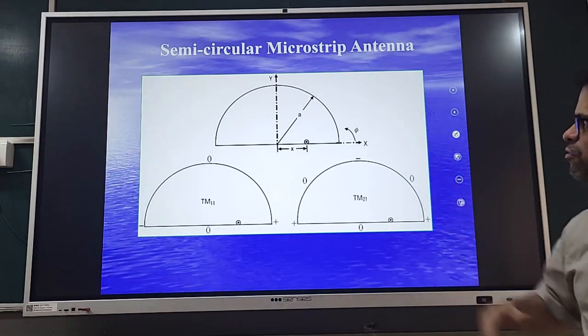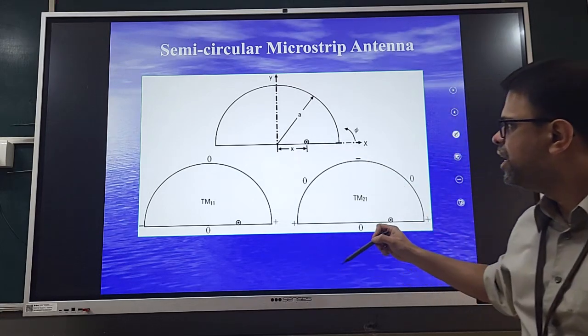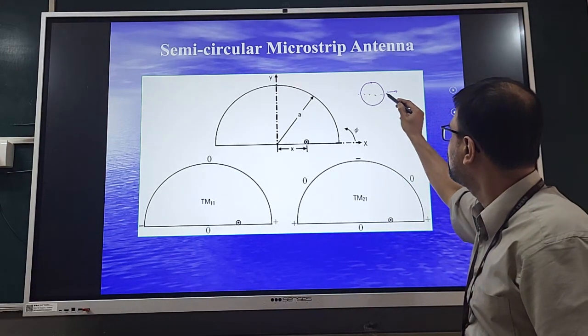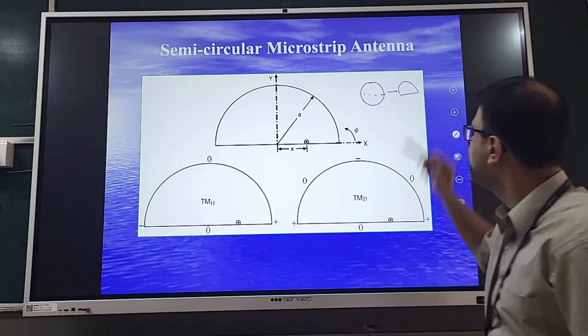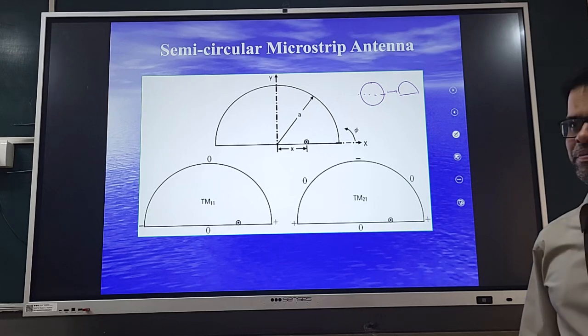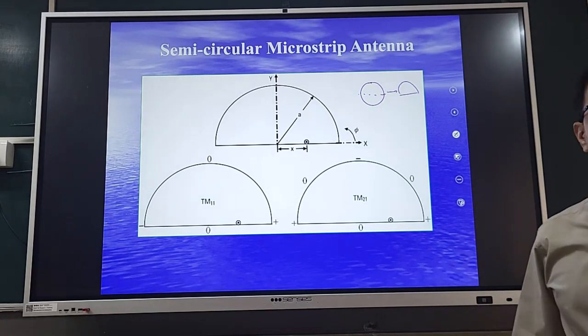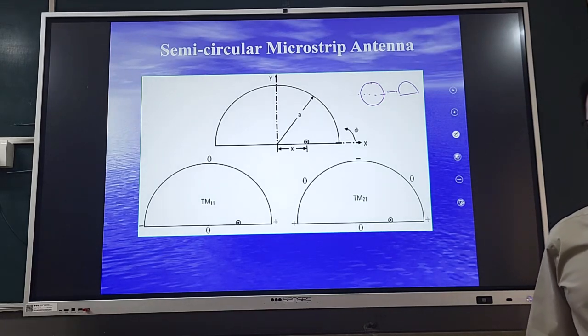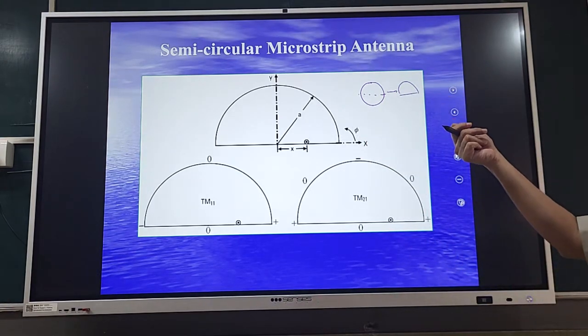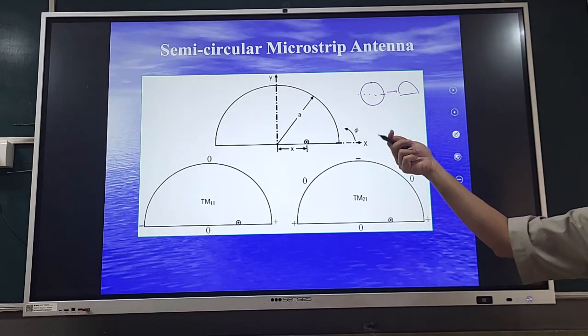So here, if you look at this structure, it is basically a circular patch, and the symmetry of the circular patch is used to create a semicircular antenna. Here we are saving 50% of the area. They work at the same frequency. More on that we will do when we actually go to the compact microstrip antenna design.